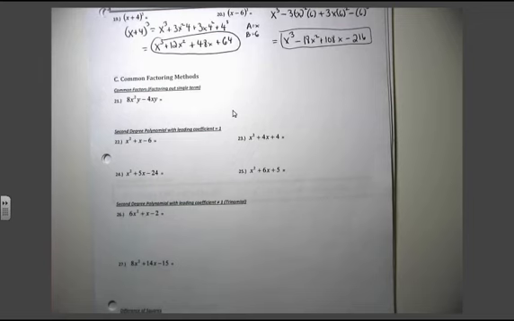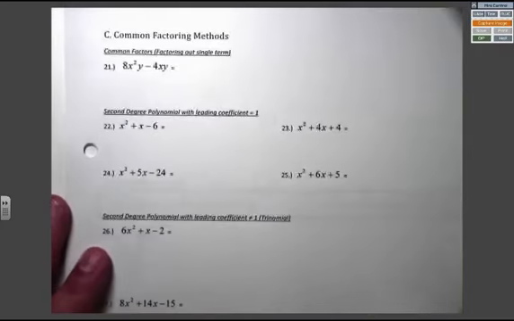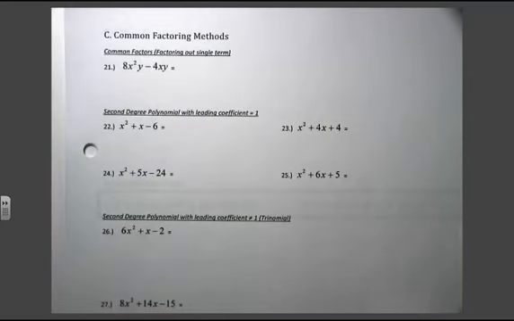of polynomials. Now remember, the main idea behind factoring is to pull out what's in common. Pull out what's in common. Now we've got the AC method when they get a little larger, but still the main idea is to pull out what's in common. So let's take a look at this first problem right here under the common factoring methods. I've got 8x squared times y minus 4xy. This is a classic binomial, and I want to factor it.